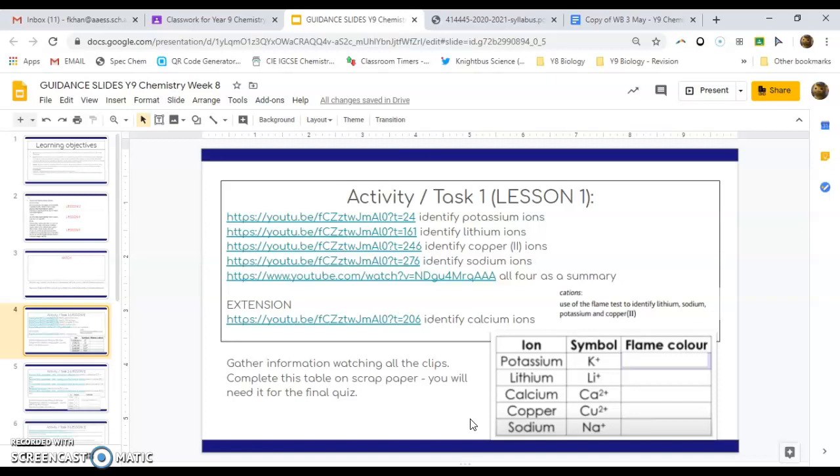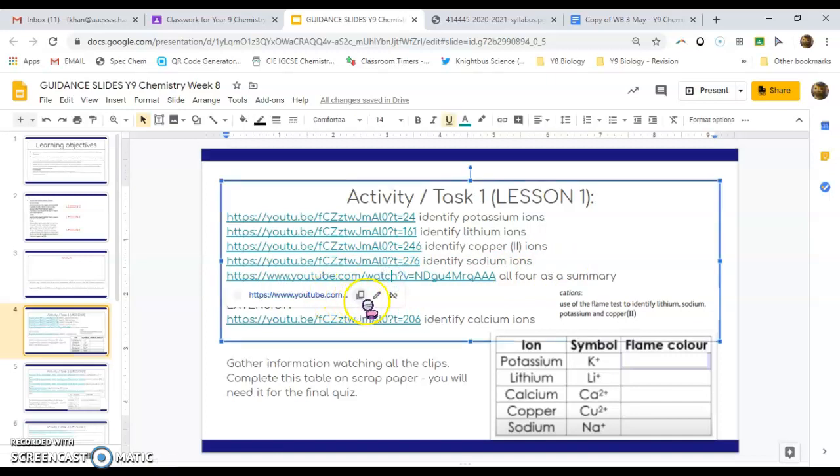What I'd like you to do is just go through the steps, go through this video, get to a point where you can identify positive ions, come up with the flame color, and then move on to the next clip. Do the same for lithium ions, then copper 2 ions and sodium 2 ions. And then click on this clip over here where you will find all 4 as a summary.